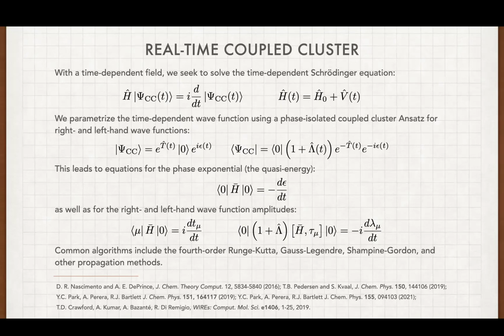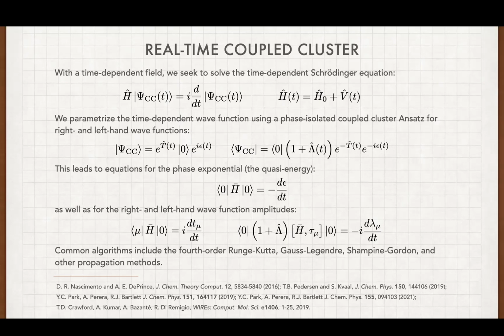But still, these are what are referred to as phase-isolated forms of the wave function, and that's what the e to the i epsilon is, epsilon being a real time-dependent function. When we bring these back into the Schrodinger equation, we can obtain equations explicitly for the phase exponential, which is the quasi-energy as it's called, and then explicit equations for the T component amplitudes that parameterize the exponential, and these lambda amplitudes, which parameterize the left-hand wave function, which are just Lagrange multipliers. Those are what we need.